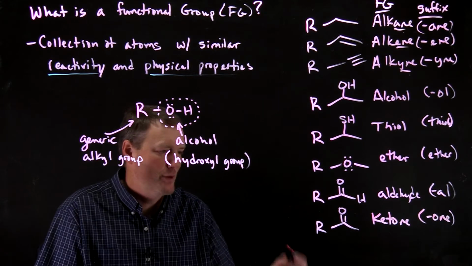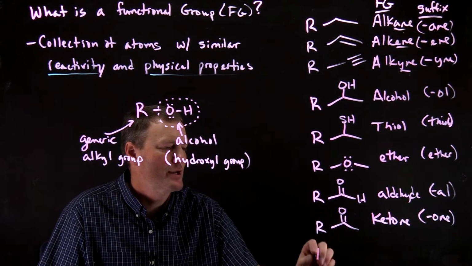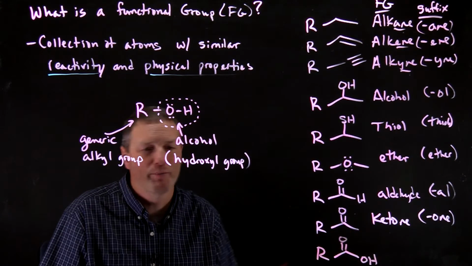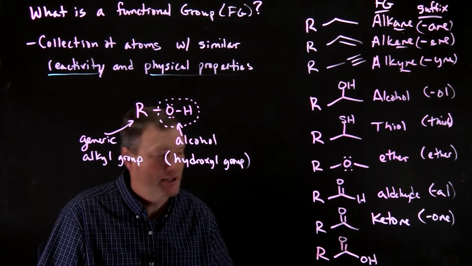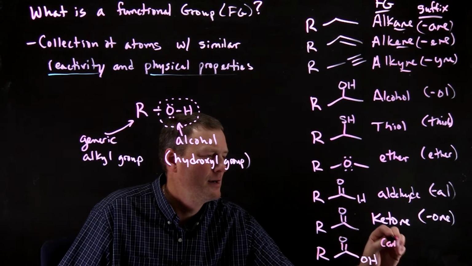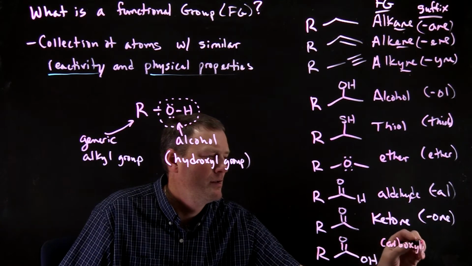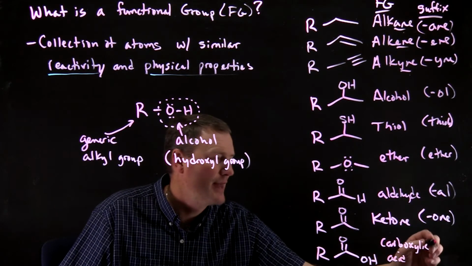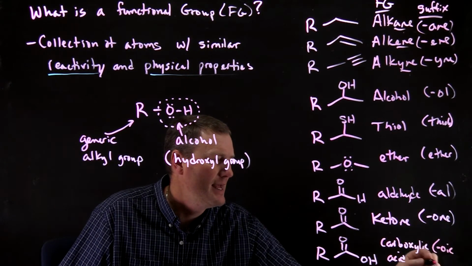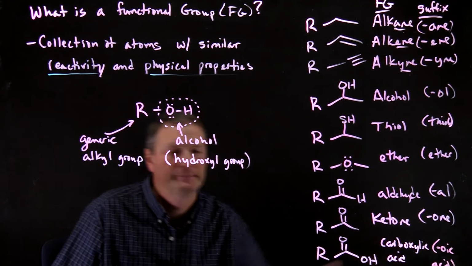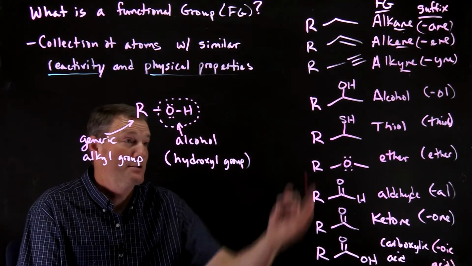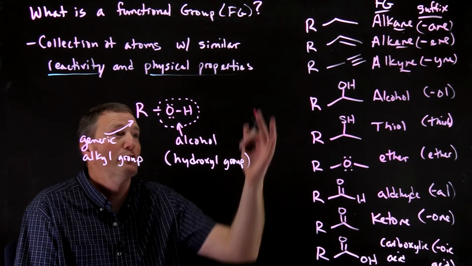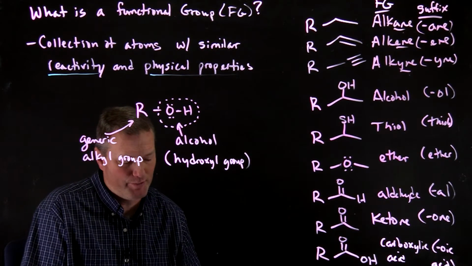Some other derivatives or things similar to this, we could have this group. This is a very important one in organic chemistry. This is called a carboxylic acid. And the suffix that we use for that is oic acid. So you can see we're starting to build up quite a bit of structural complexity when we start looking at a variety of different functional groups.